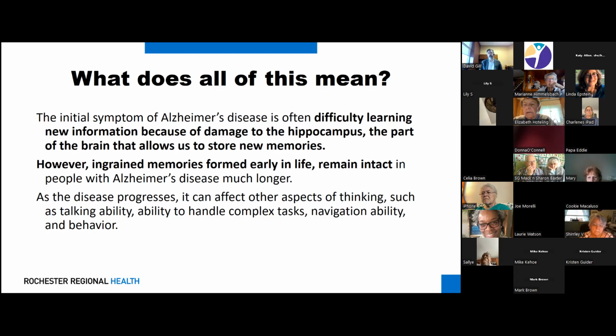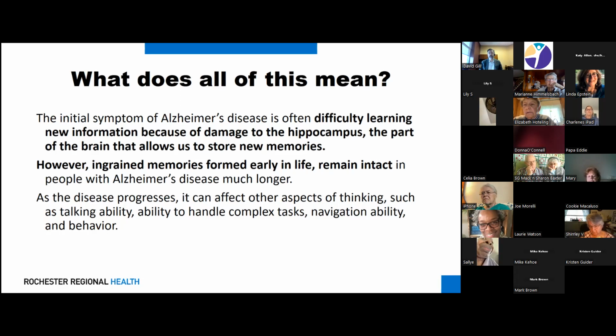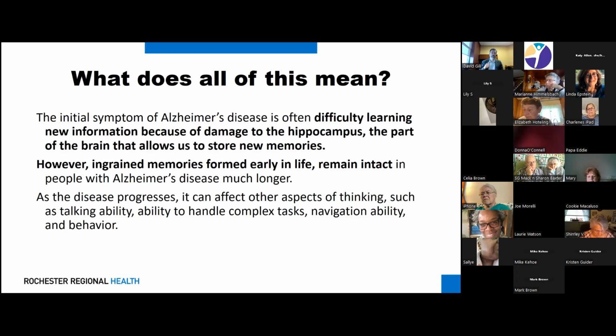So I mentioned on the poll, what is the meaning of the shrinkage of the memory center of the brain? The reason that's important is, for some reason, all of these brain changes of Alzheimer's disease affect the memory center of the brain first. And so because of that, the by far most common symptom of Alzheimer's disease is forgetfulness. An inability to store new memories that leads us to misplace things, repeat ourselves, forget where we're going in the car, forget our appointments. And that's the most common symptom of Alzheimer's disease.